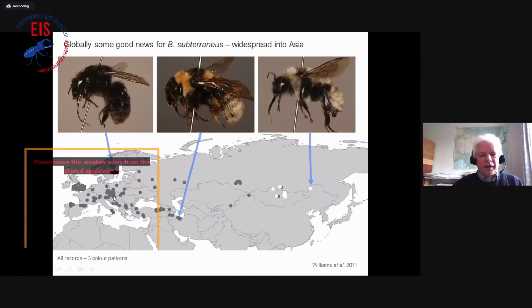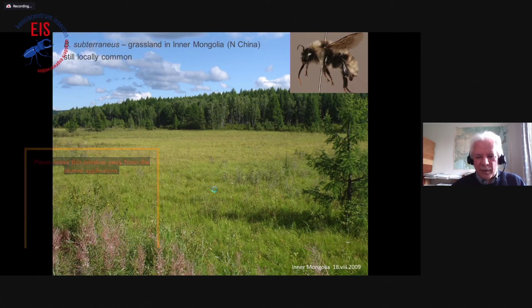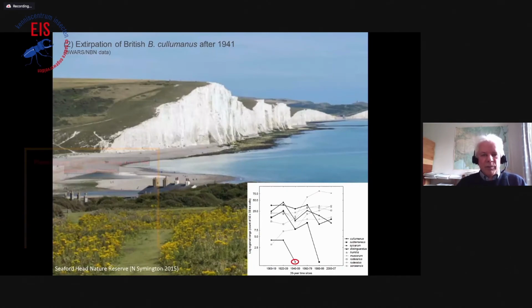But this is a very widespread species that goes from southern England all the way through to the far east of Asia in various different color patterns. And in some of those areas in Central and Eastern Asia, these things are still relatively common. So here's a meadow in Inner Mongolia, and this is a Bombus subterraneus from one of those that was happily flying around there. An even more extreme case is Bombus cullumanus, which was extirpated in Britain after 1941.